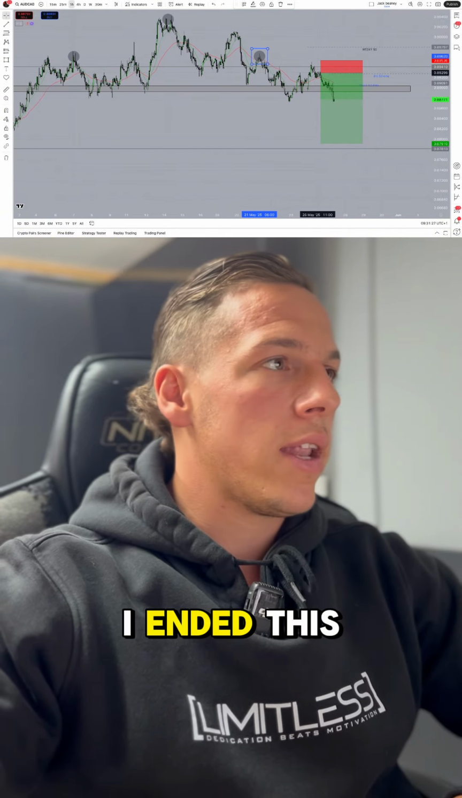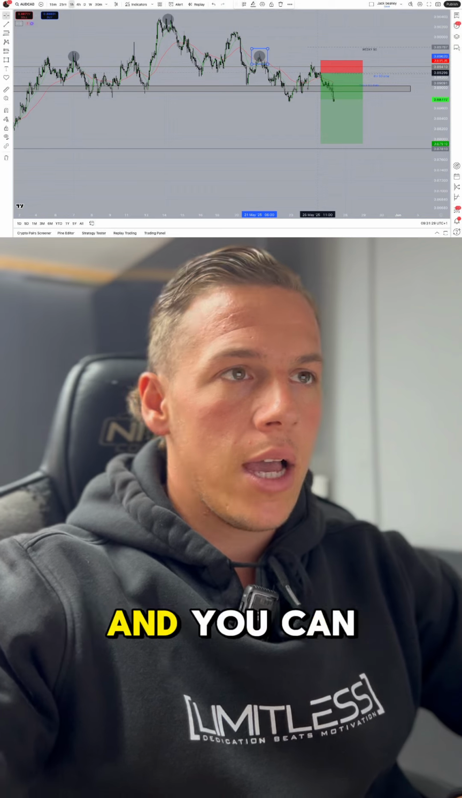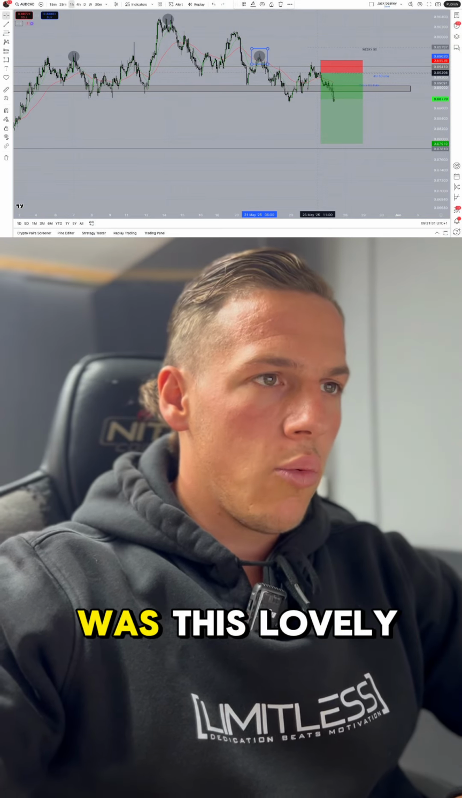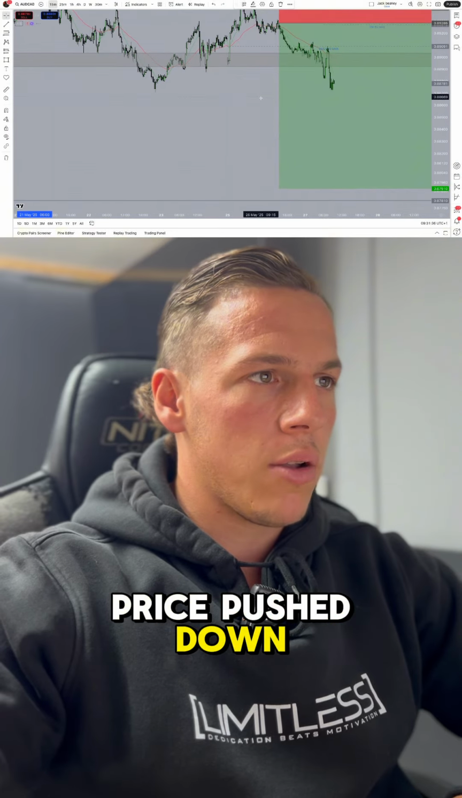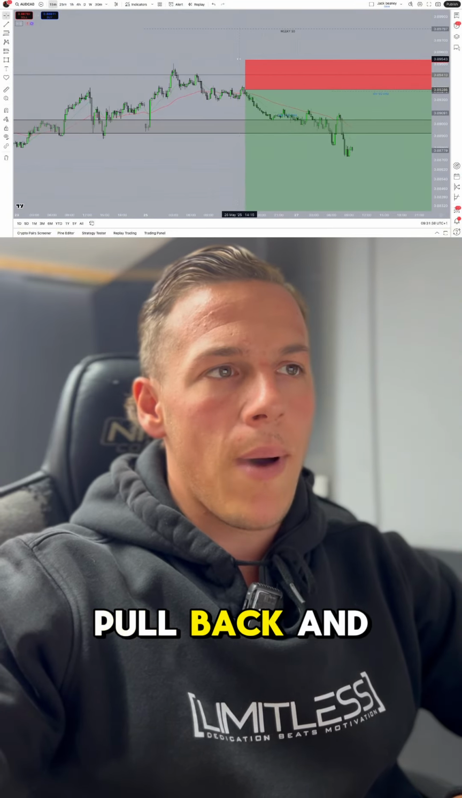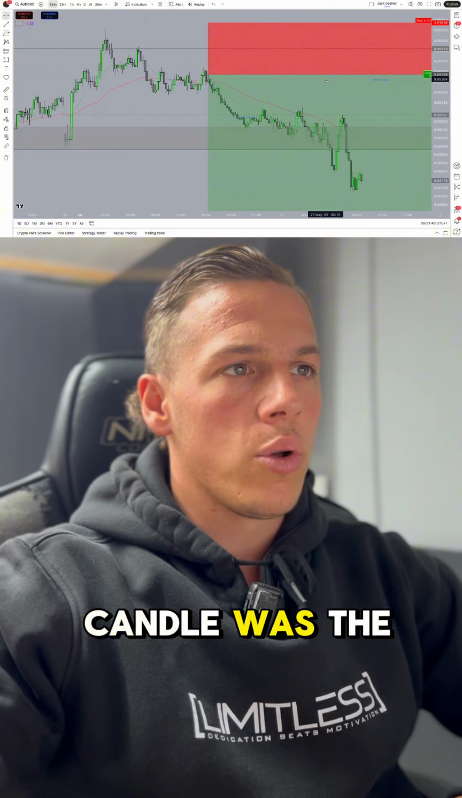I ended this on the 15-minute time frame, and you can see my entry was this lovely engulfing candle right there. So you can see price pushed down, broke below the 4-hour 50, pulled back, and this engulfing candle was the entry.